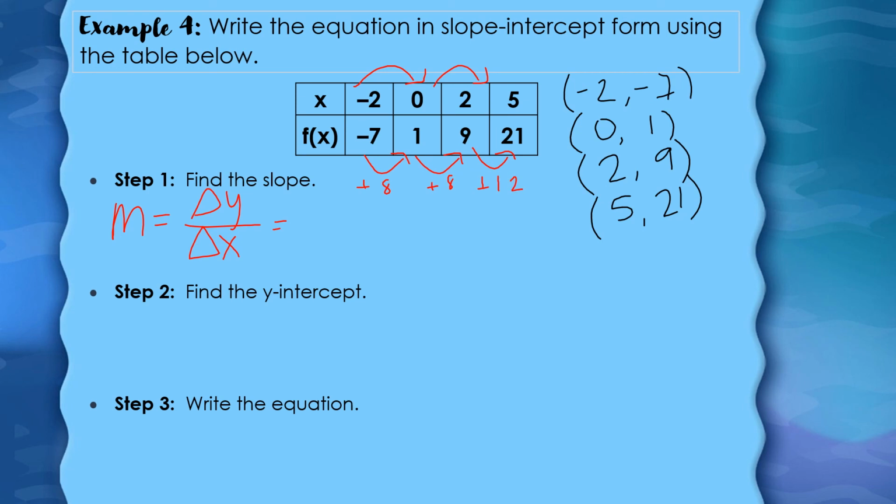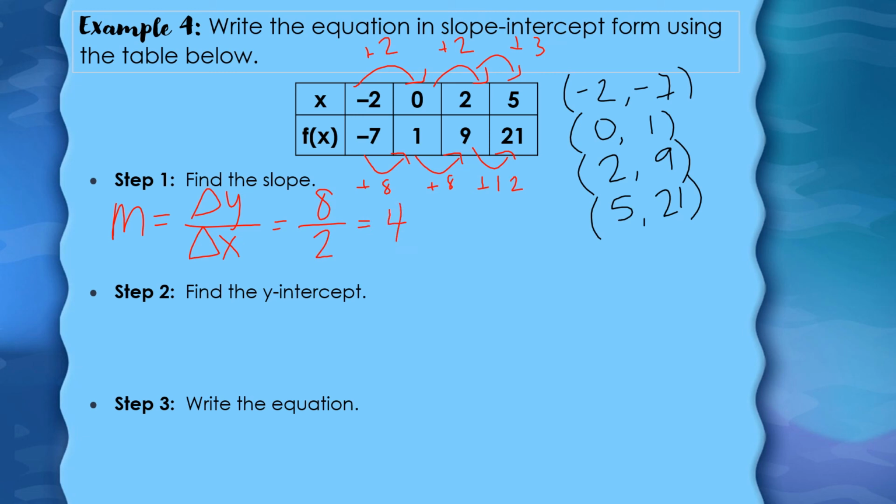Then how are my x values changing? From -2 to 0, we're going to the right 2. 0 to 2, we're going to the right 2. From 2 to 5, we are going to the right 3. So what is my change in y divided by my change in x? So my change in y is 8 over my change in x is 2, which is equal to 4. So my slope is 4.